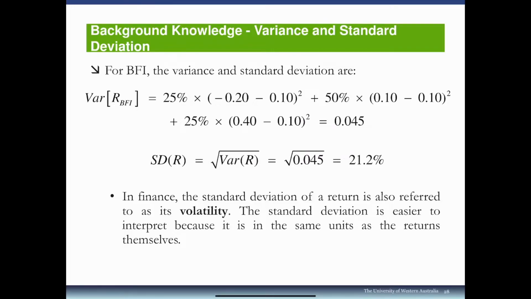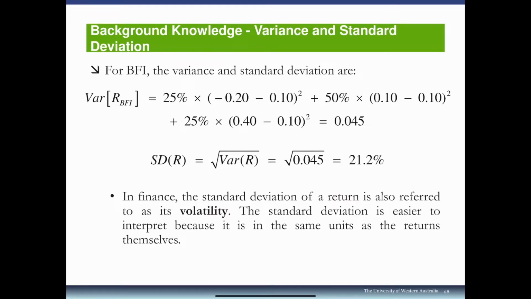So 21.2% is in the same unit as return. Here is some background knowledge you don't have to know: what is the function of the square in variance? The rough idea of squaring in the variance is that you penalize the deviation from the mean on either side.